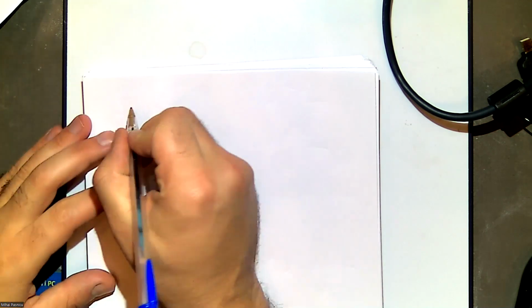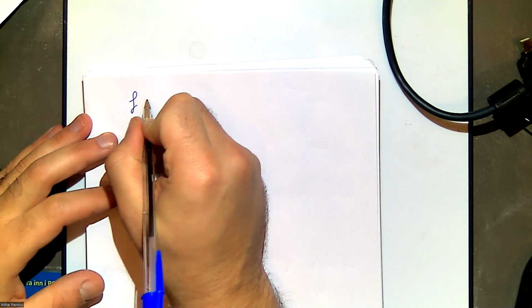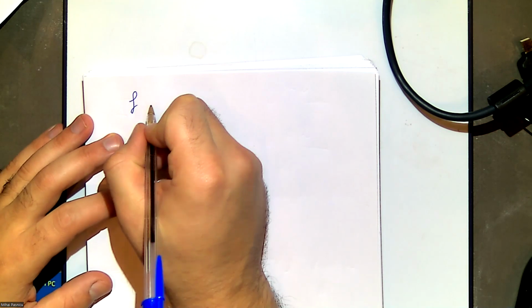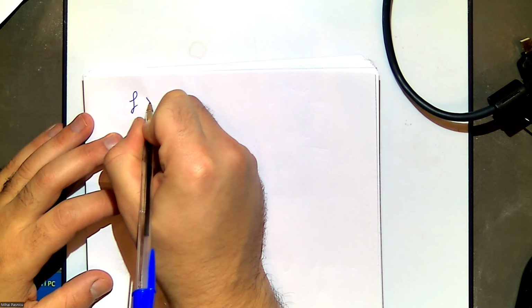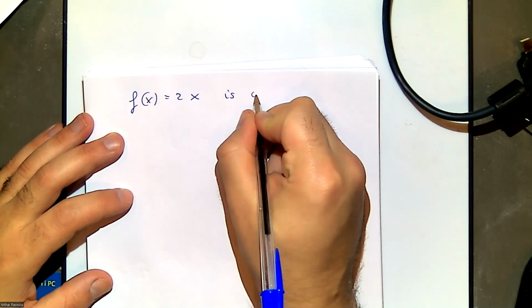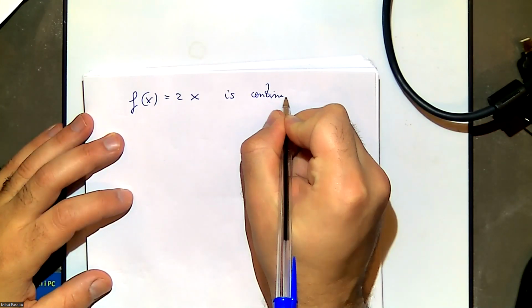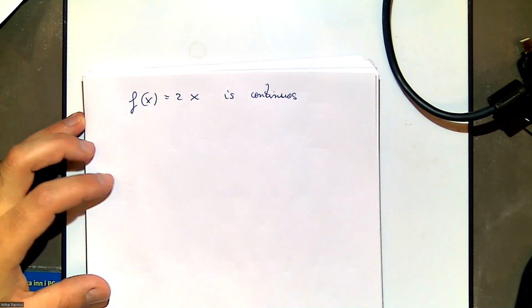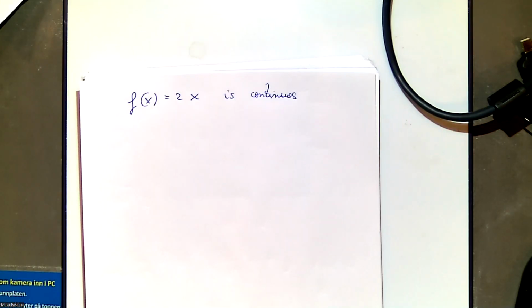Okay, now, I don't think you're ever going to get something like "show that f of x equals 2x is continuous." You're never going to have to show this, okay? I've never seen this as a requirement in this course.